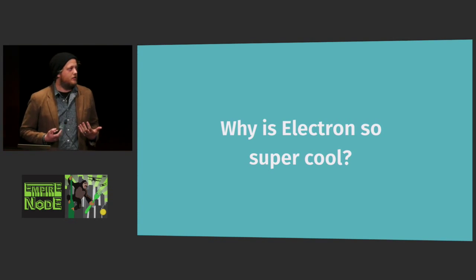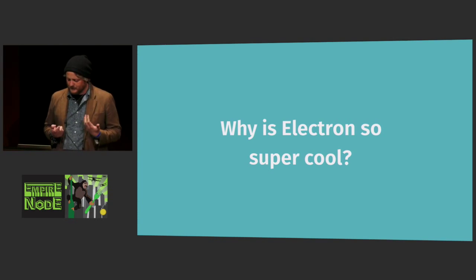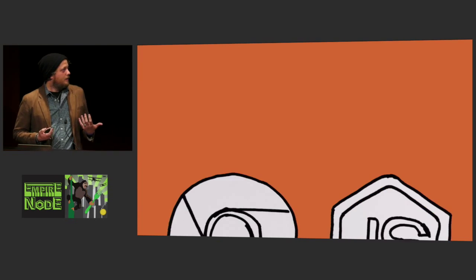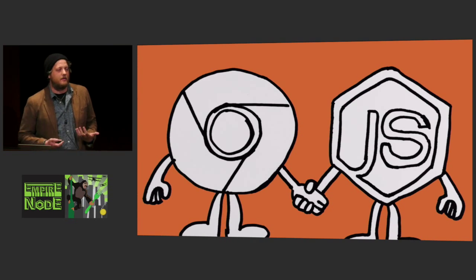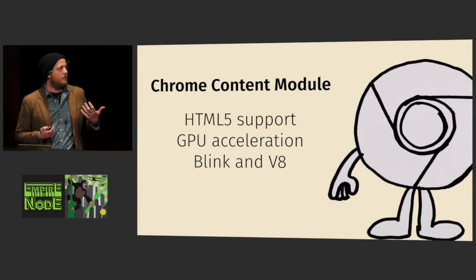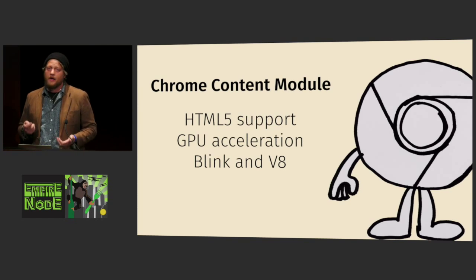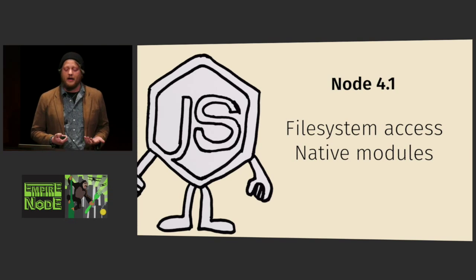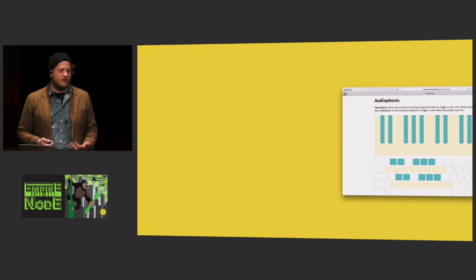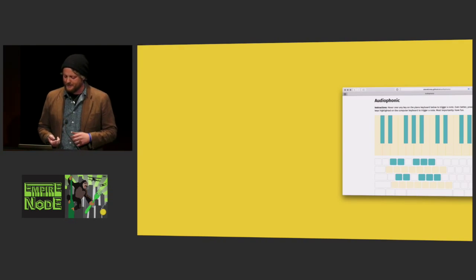And so why is Electron so super cool? First and foremost, because it brings the best of Chromium and Node together. From Chromium, we use the Chrome Content Module, which gives us HTML5 support, gives us GPU acceleration, Blink, and V8. And from Node, we get access to the file system. We get native modules that we can use in a browser-like environment.